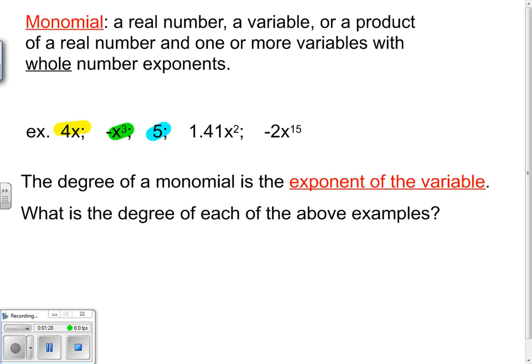The fourth one is 1.41x squared. Its degree is 2. And then the last one, negative 2x to the 15th, has a degree of 15. The degree of a monomial, one term, is the exponent on the letter.